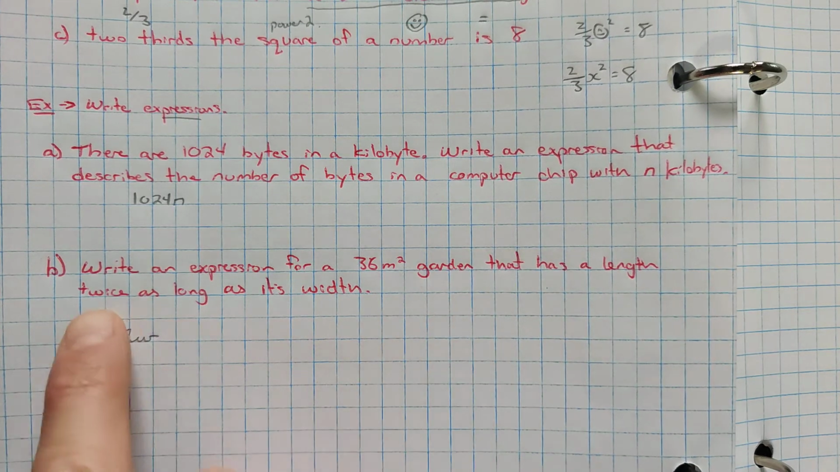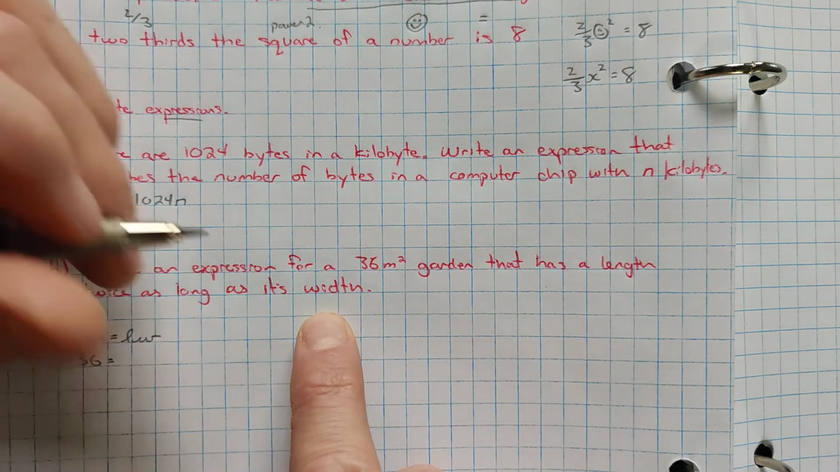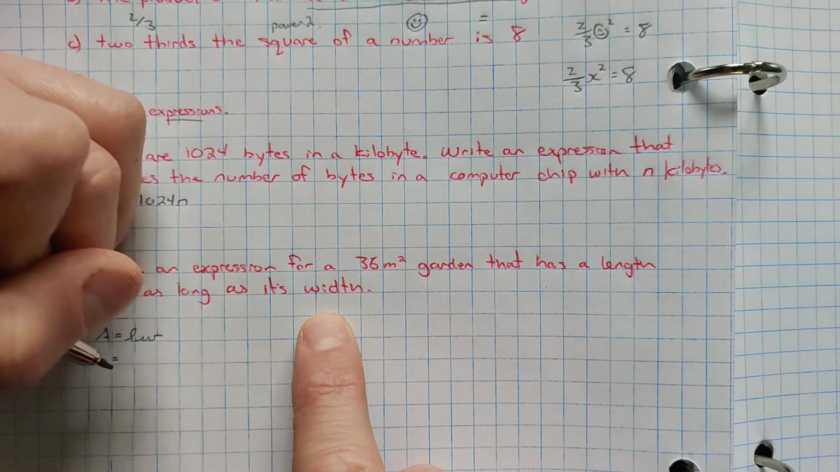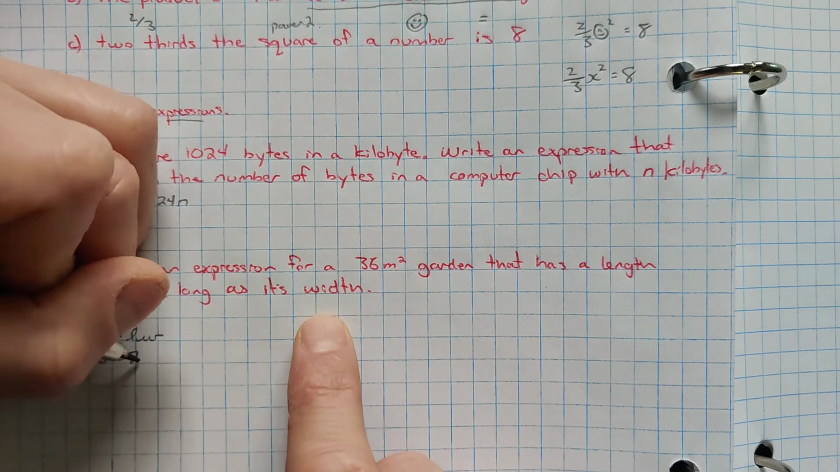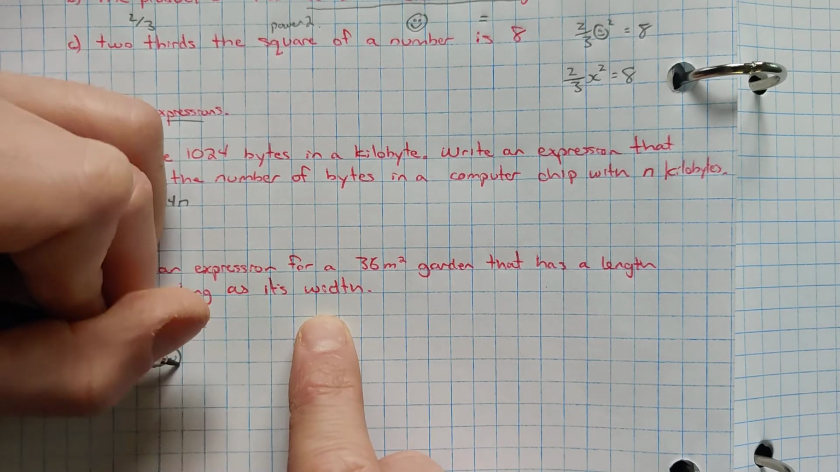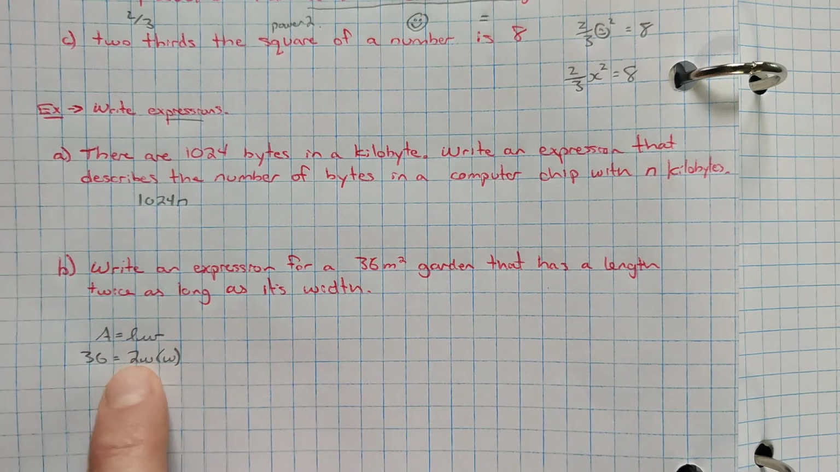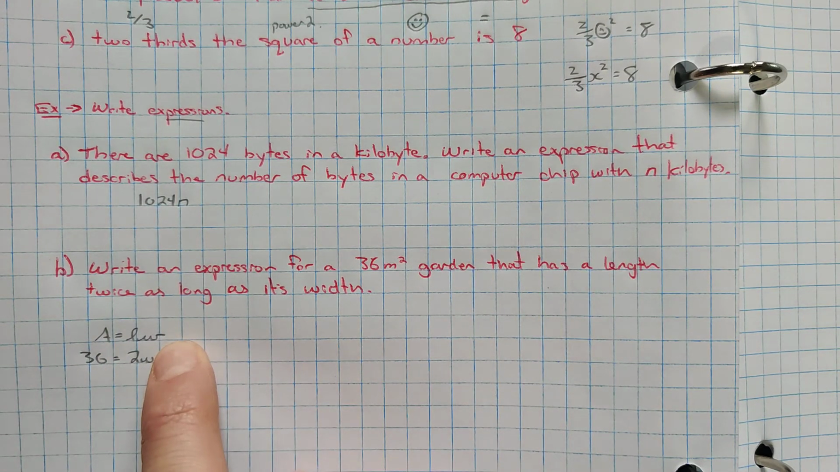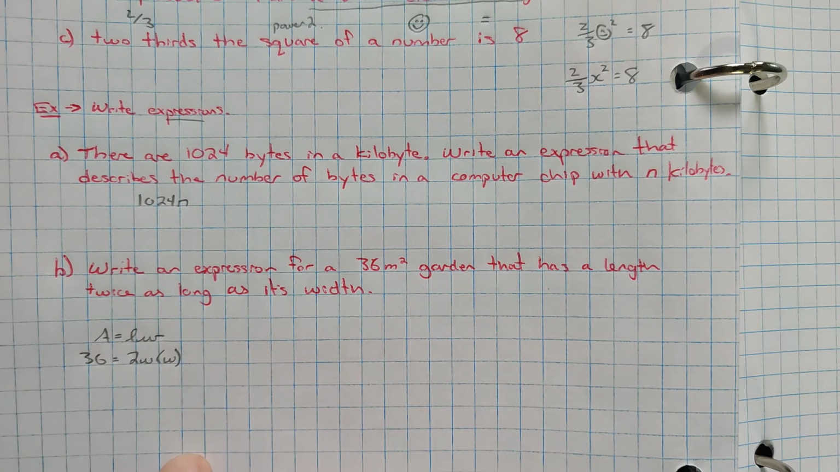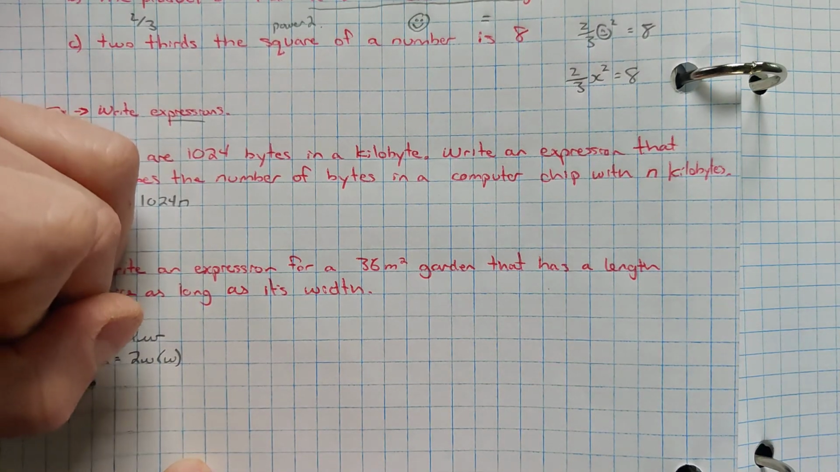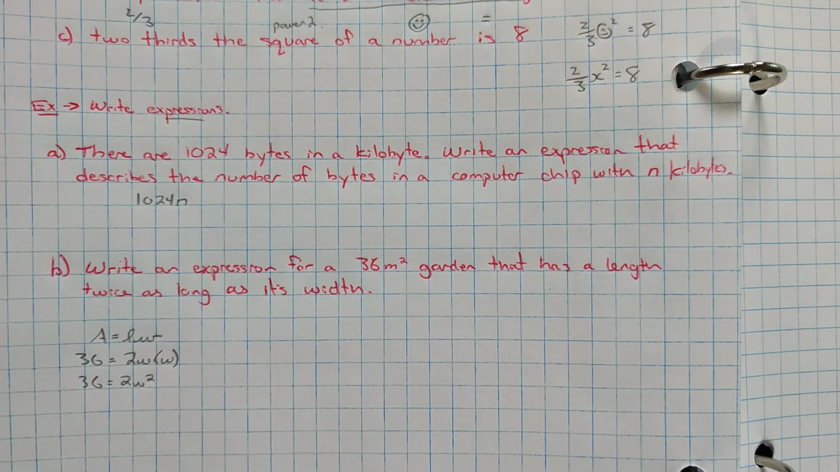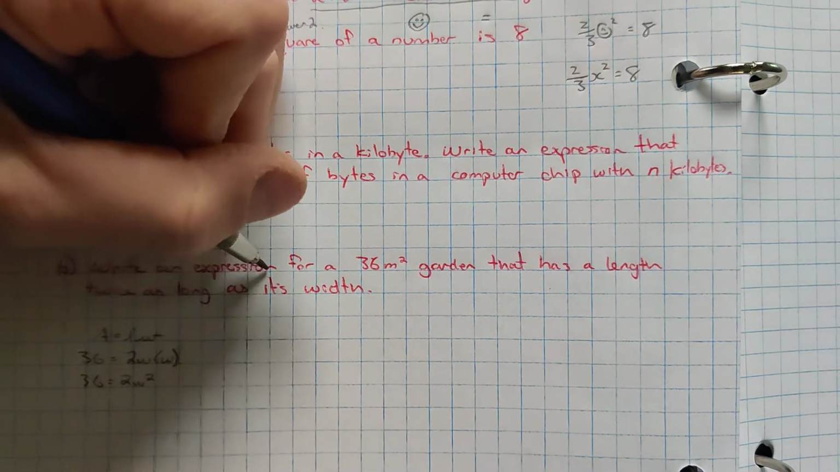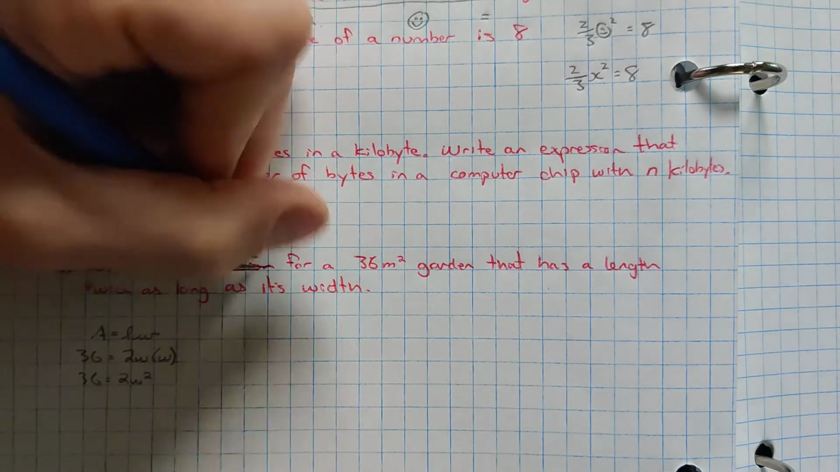The length is twice as long as its width. That's length equals width times 2, so 2 widths times the width. There's the length, 2 times as long as the width. And then our width is just width. And so we have 36 equals 2w squared. That would get us our equation here. Sorry, that shouldn't be expression. That should be equation.